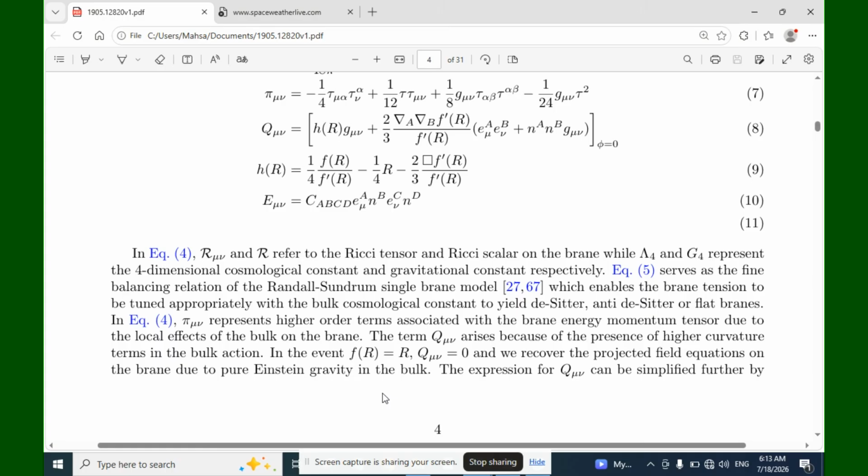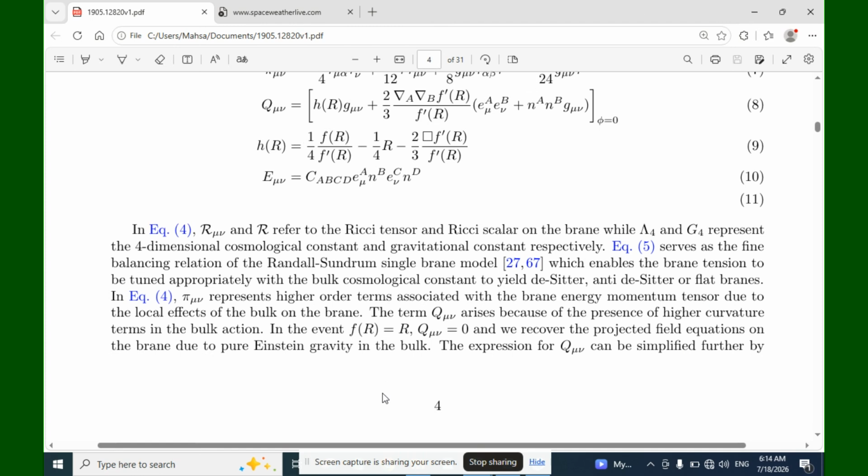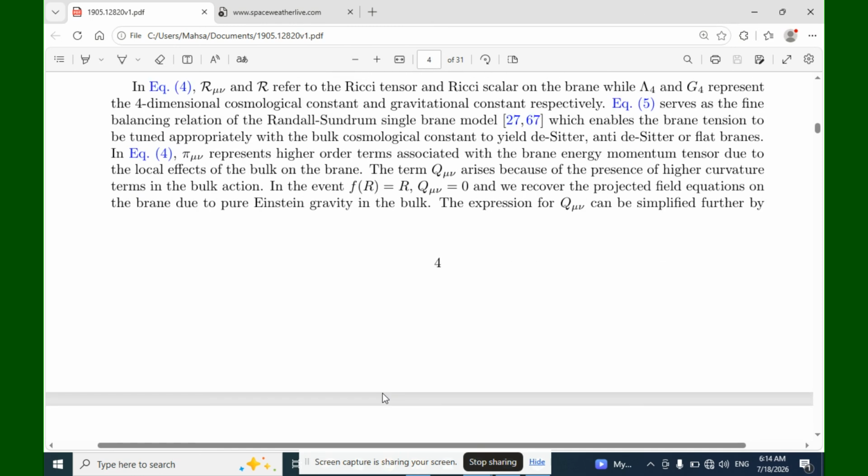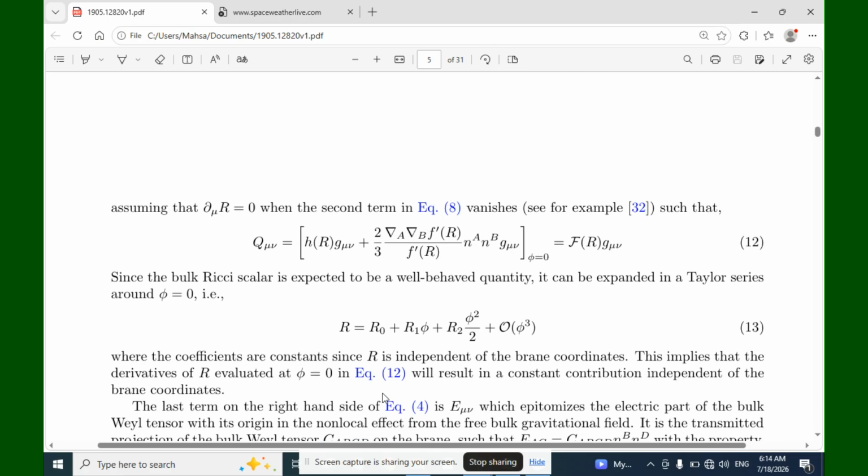The term Q_μν arises because of the presence of high curvature terms in the bulk action. In the event F(R) is equal to R, Q_μν is equal to 0, and we recover the projected field equations on the brane due to pure Einstein gravity in the bulk. The expressions for Q_μν can be simplified further by assuming that δ_μR is equal to 0, when the second term in equation 8 vanishes. See for example 32, such that the equation is equal to 12.